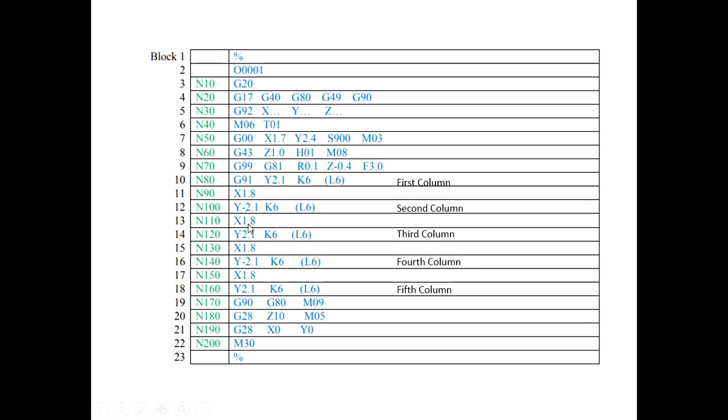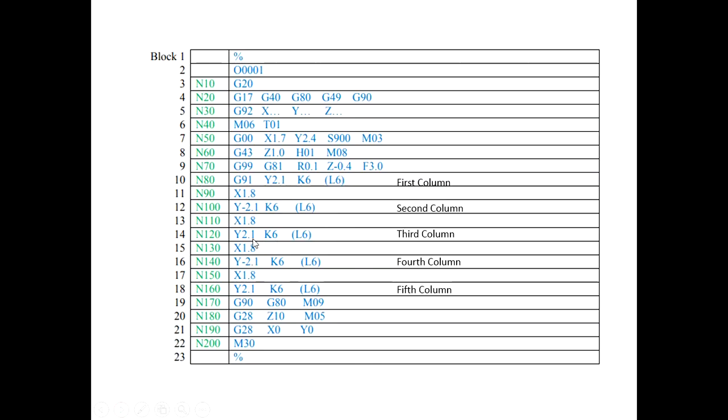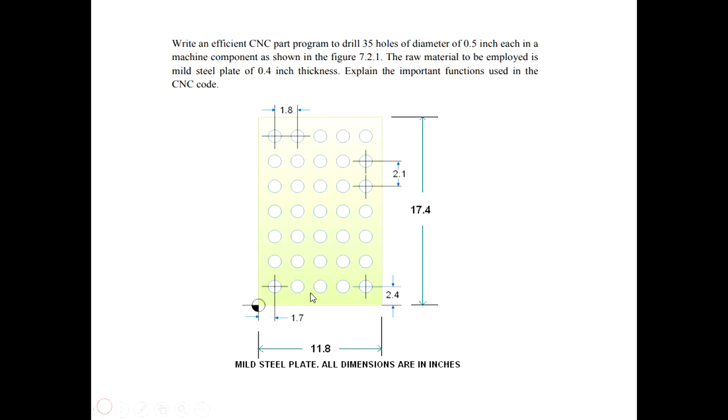Now to drill the holes in the third column, X is 1.8. From this position X is 1.8, so we will drill the first hole at the third column. After drilling the first hole at the third column, you can see now increment in Y of 2.1 by how many times? 6 times. K is 6. So Y 2.1 for 6 times, it will drill all the 6 holes in the third column.